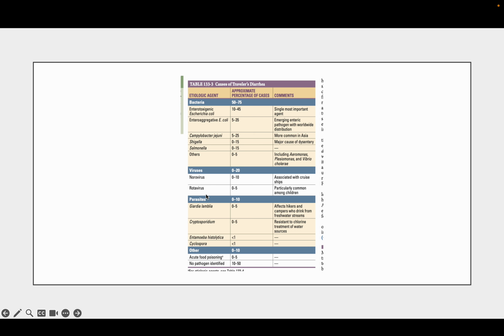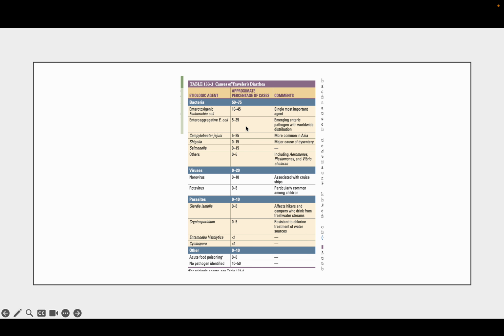And norovirus, rotavirus, Giardia, then Cryptosporidium, Entamoeba histolytica, Cyclospora, acute food poisoning. If you can remember these, good. This norovirus associated with cruise ships, they also asked us a question in the NEET exam. So this is important: most common cause is enterotoxigenic E. coli, but most common cause of dysentery is Shigella. This is for travelers diarrhea. Norovirus generally affects cruise ship workers, and Giardia generally affects hikers and campers where they drink unsanitized water. That is the most common thing they see. So this is the list.